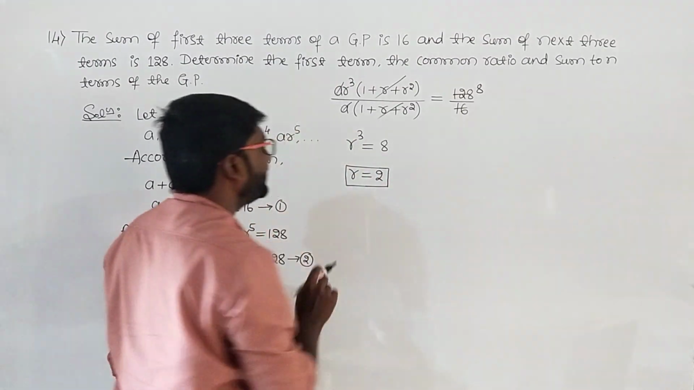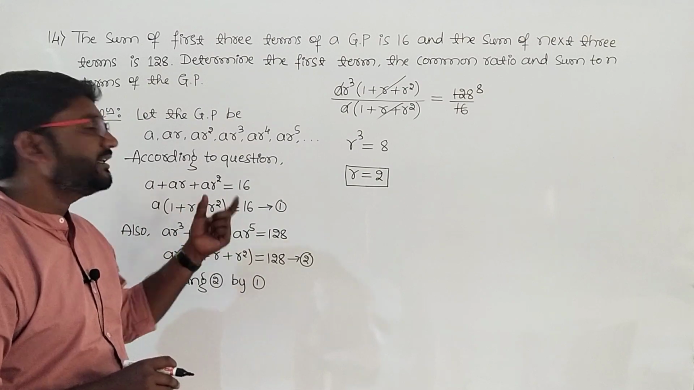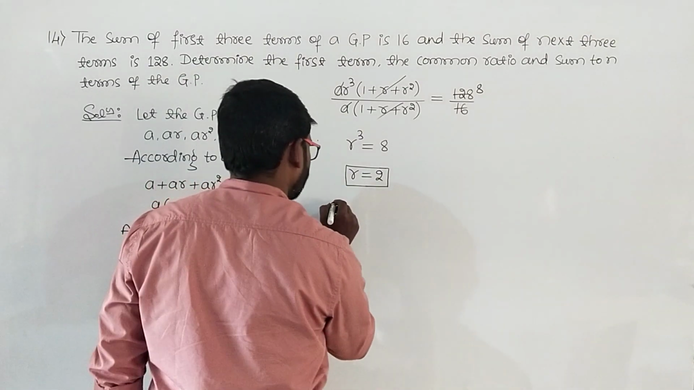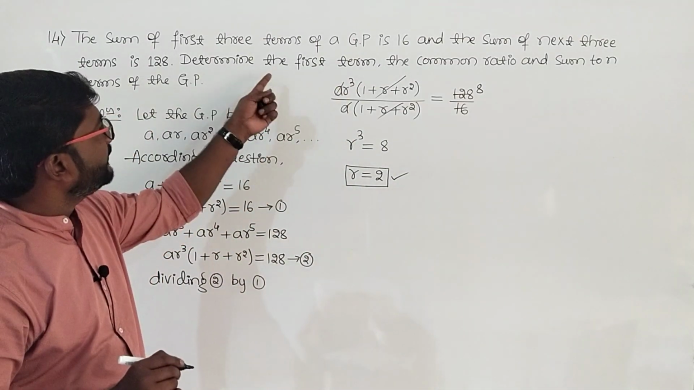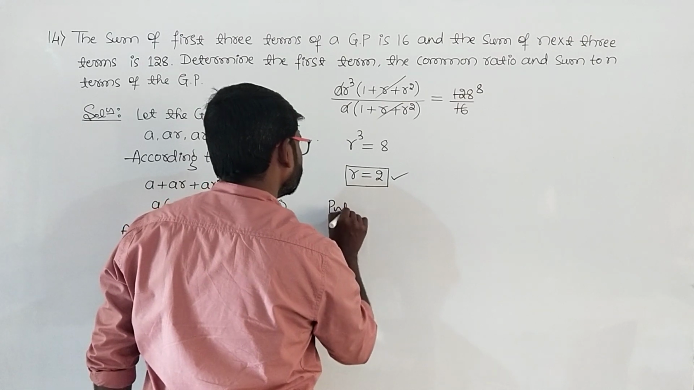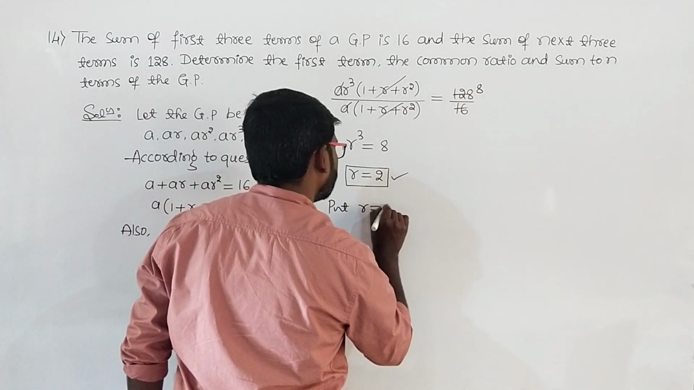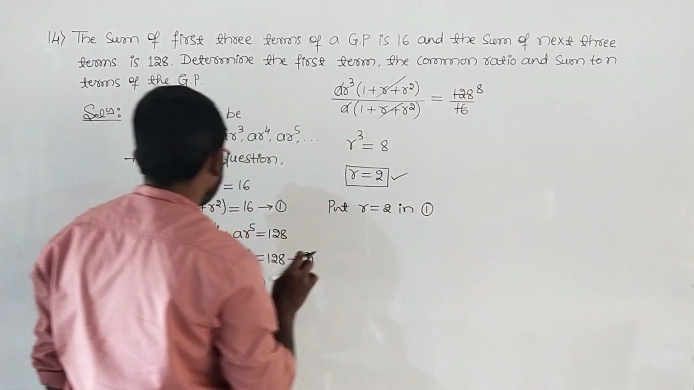So you have got the common ratio. Substitute R equal to 2 in equation number 1, you get the value of A. So we are done with first case now. Find the common ratio, and now we are going to find the first term. Put R equal to 2 in equation number 1. So what do we have?